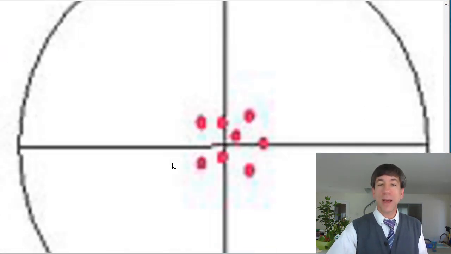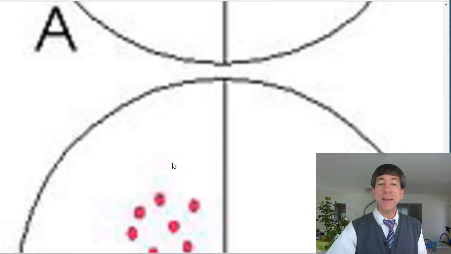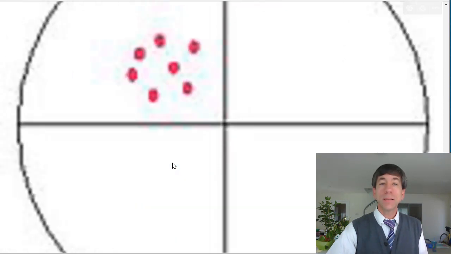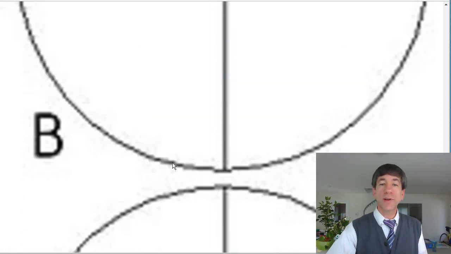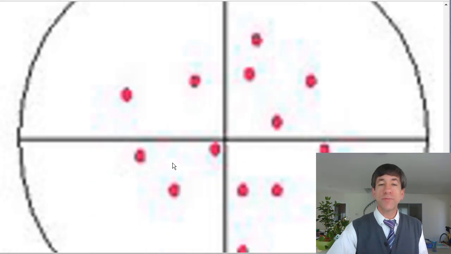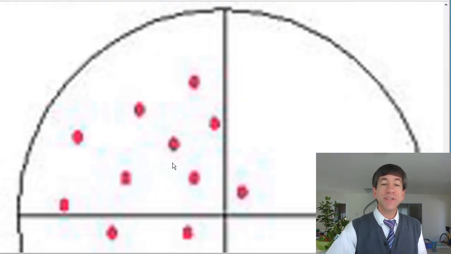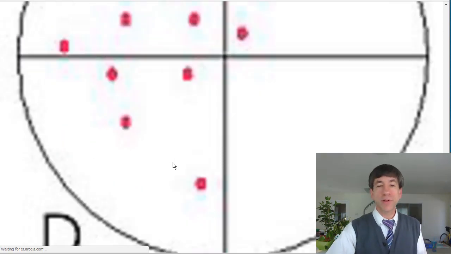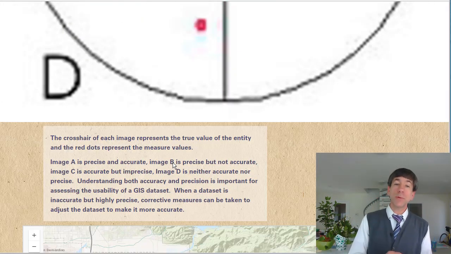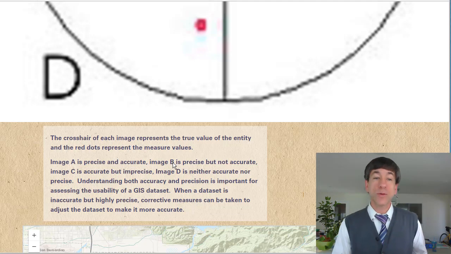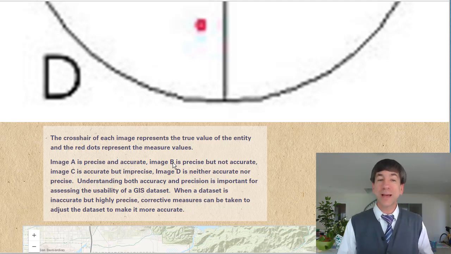So this bullseye with these dots: A, clustered and on the target; B, clustered but off the target; C, sort of centered on the target but dispersed; and D, dispersed and not on the target. The crosshair of each image represents the true value of the entity, and the red dots represent the measured values.